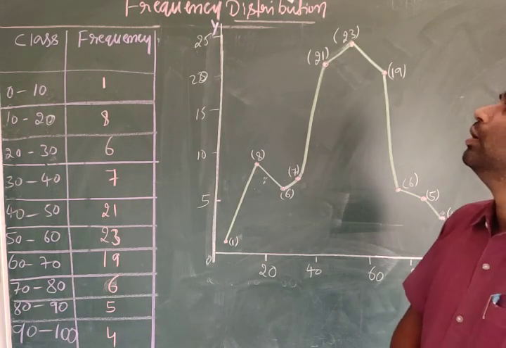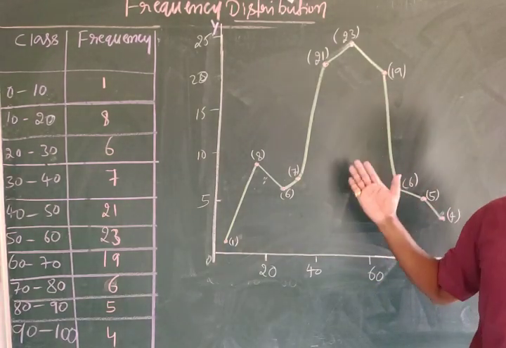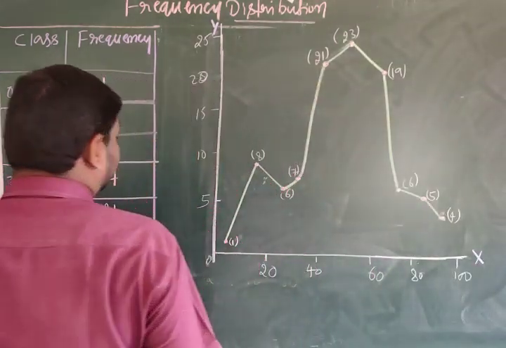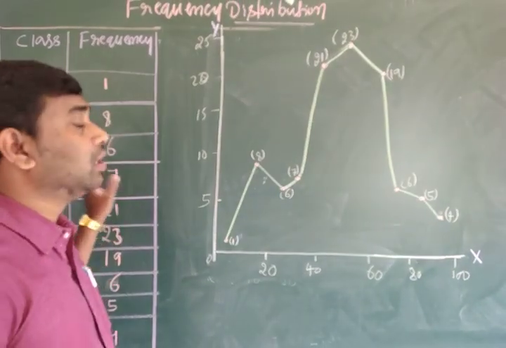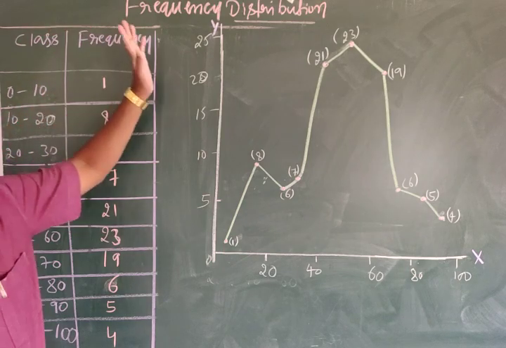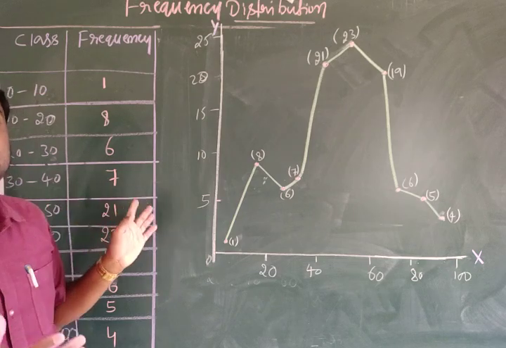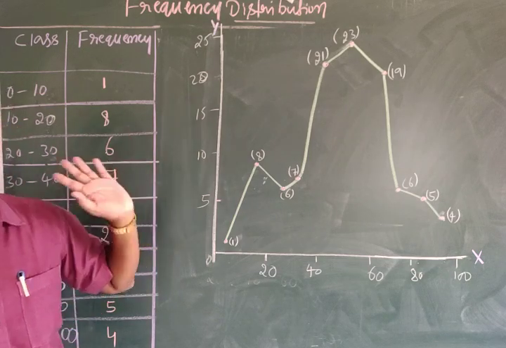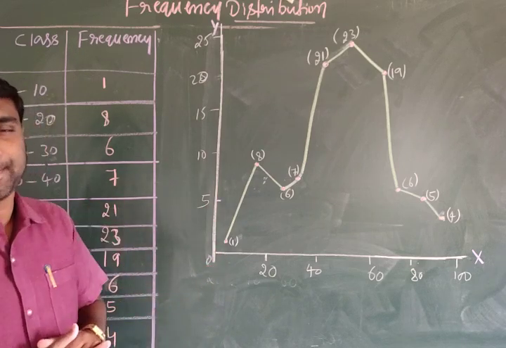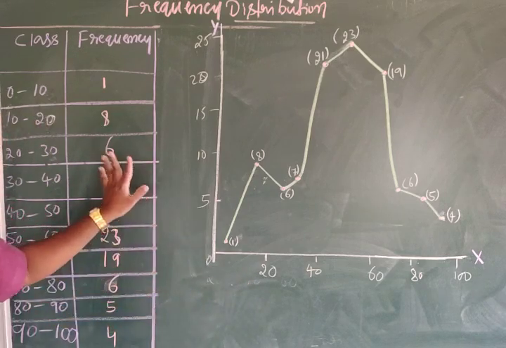Hello students. This is the graphical representation of frequency distribution. In the last class we were discussing the table of frequency distribution, in which I explained the class, frequency, lower limit, upper limit and class mark. This table can be explained with the help of a graph. Actually, this diagram should be drawn on graph sheet.